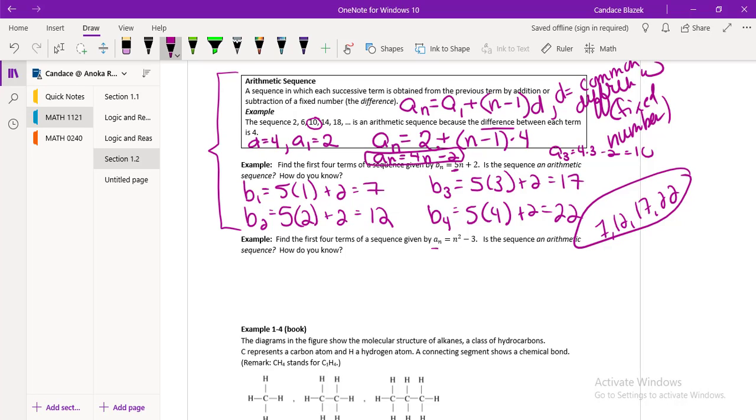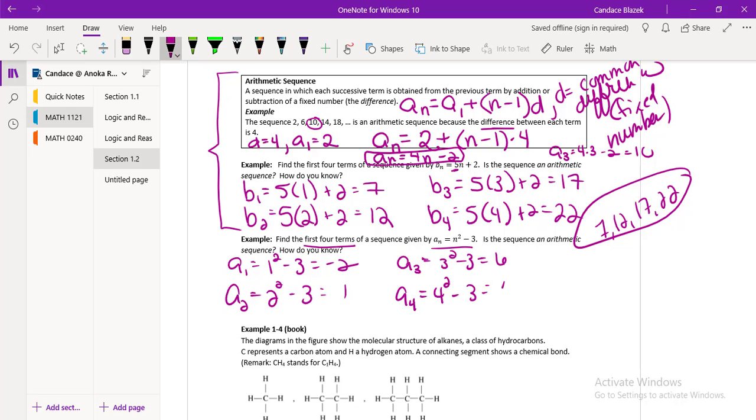In this sequence, we're given a generic form, and we're asking, is the sequence arithmetic? All right, well, let's take a look at the first 4 terms first. We have a sub 1 is 1 squared minus 3, or negative 2. A sub 2 is 2 squared minus 3, or 1. A sub 3 is 3 squared minus 3, or 6. And a sub 4 is 4 squared minus 3, or 13. So when we list the values out, it's clear this is not arithmetic. So the answer would be no.